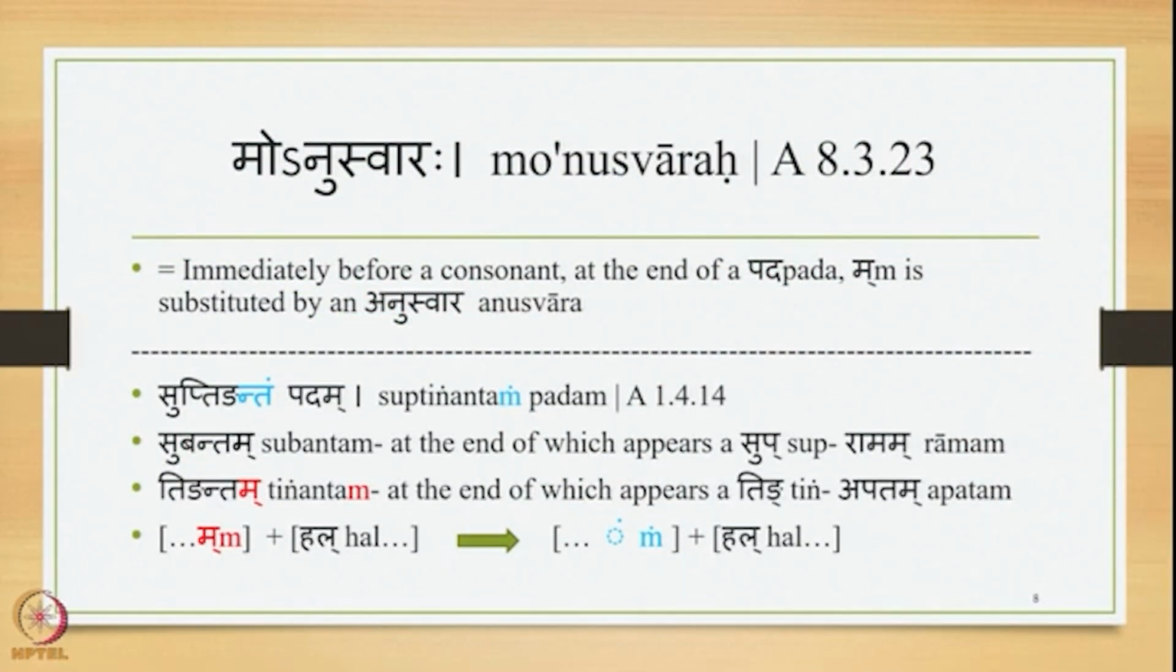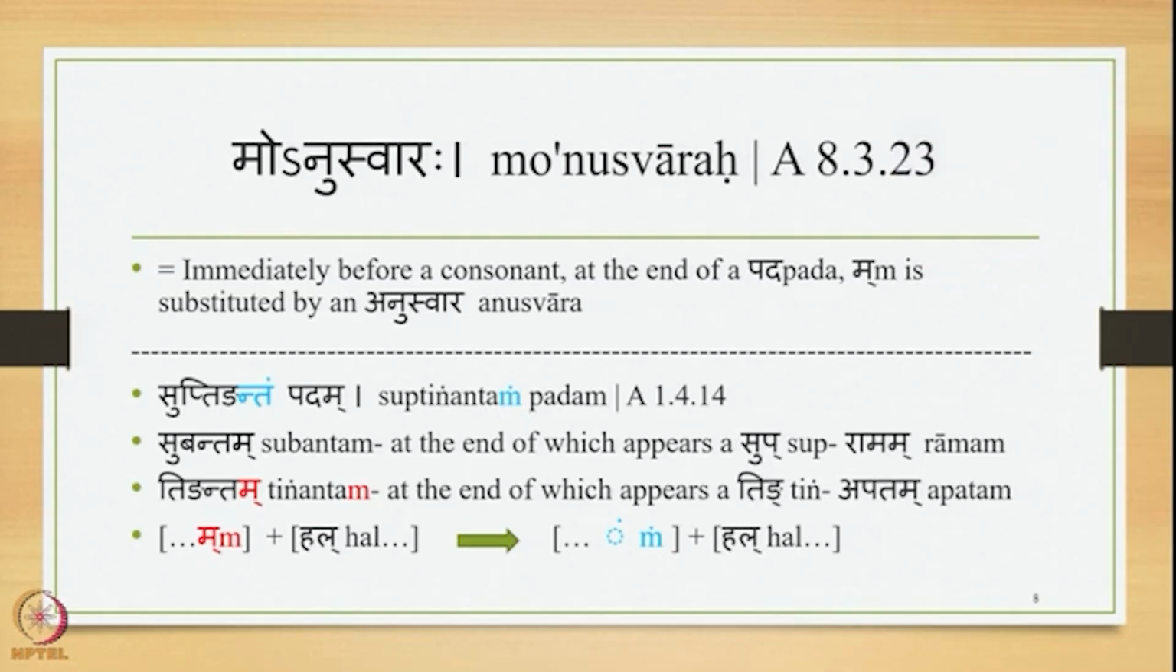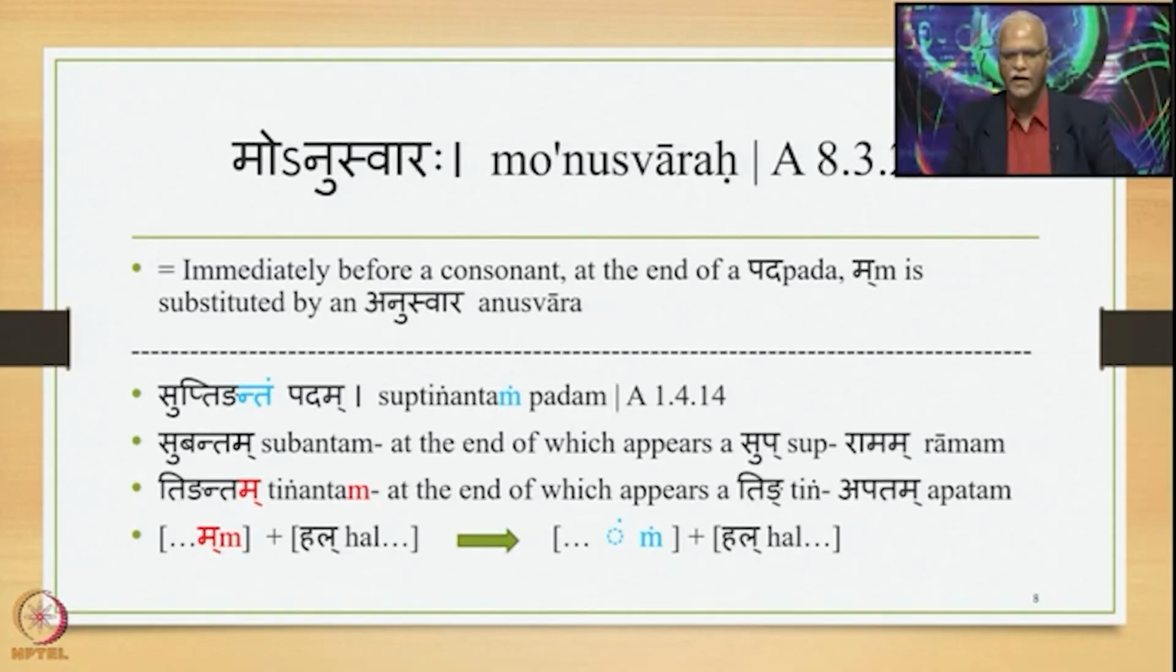Anuswara is being stated by this particular sutra, Monusvaraha. This is the first sutra stating the Anuswara in place of Ma. We have already studied the meaning of this particular sutra. This is 8.3.23. What this sutra means is that immediately before a consonant, Hali, at the end of a pada, Padasya, Ma is substituted, Maha, by an Anuswara, Anusvaraha.